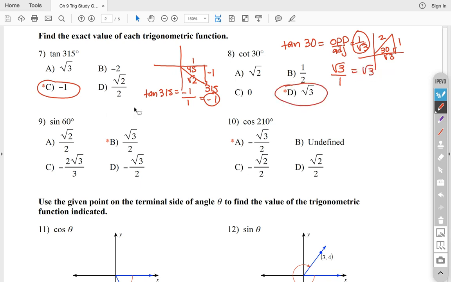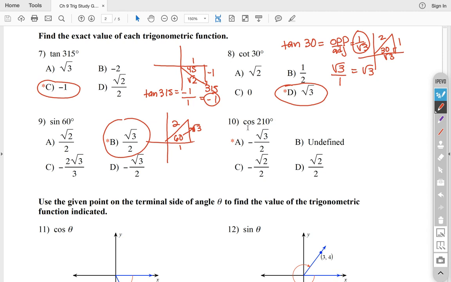All right, 9, 60 degrees. 60 degrees is in your first quadrant right here. You get the 1 from this side, the 2 is the hypotenuse, and the 30 gets the square root of 3. And sine is going to be opposite over hypotenuse. So square root of 3 over 2. Also, you can just use your unit circle and look for the y value, and it's square root of 3 over 2. You can also look for your table.